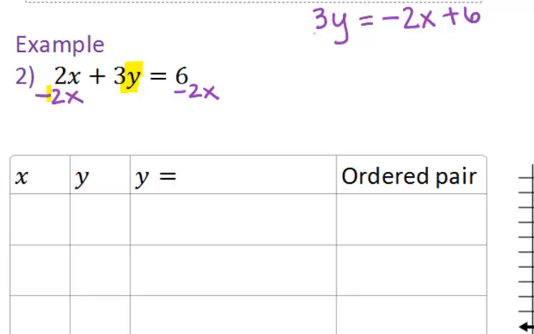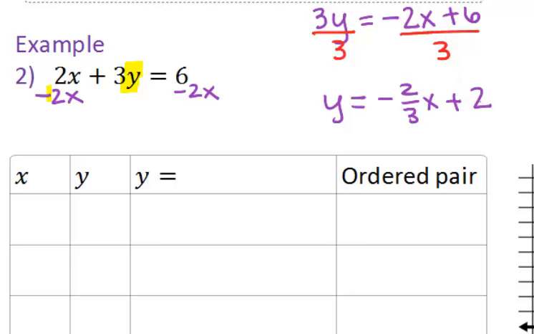To get rid of the 3, we need to divide by 3 on both sides of our equation. Make sure you divide everything on the right-hand side by 3. That leaves me with y is equal to negative 2/3 x plus 6 divided by 3 gives me 2. So that is my equation that I'm going to plug in values for.